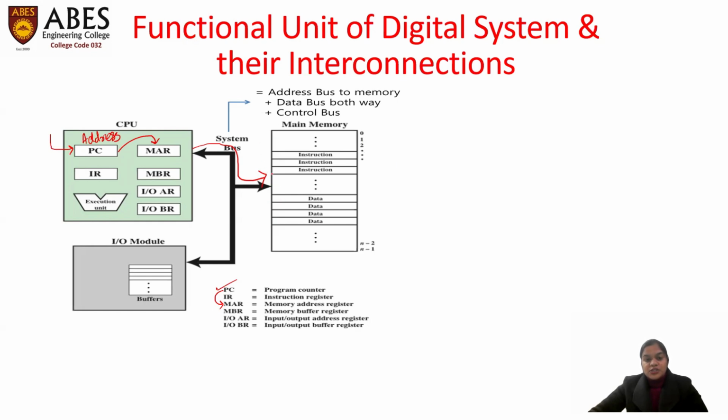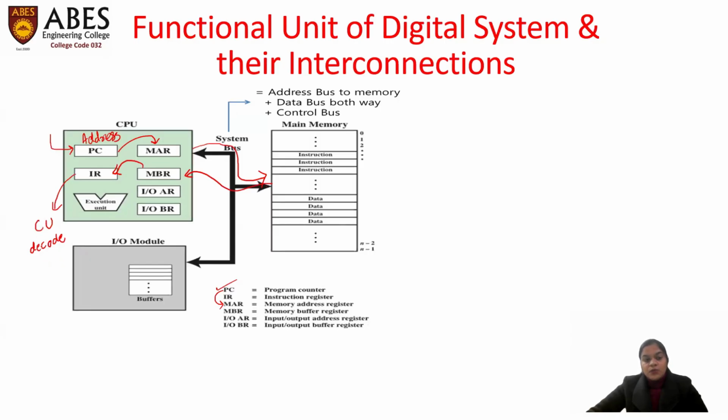Then from that section, data is fetched and transferred to the memory buffer register. The memory buffer register stores the data and further transfers it to the instruction register, as the instruction register stores the data of the current instruction. When the data comes to the instruction register, it transfers the data to the CU, the control unit, for decoding so that the CPU can understand which kind of processing has to be done, whether arithmetic or logical.